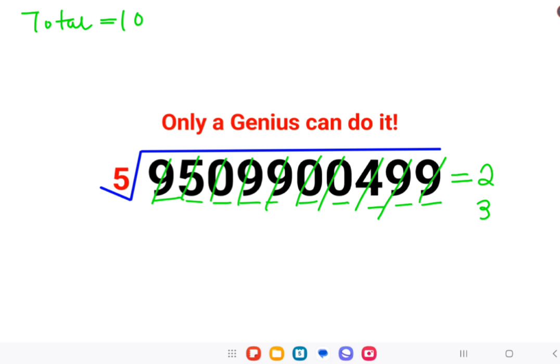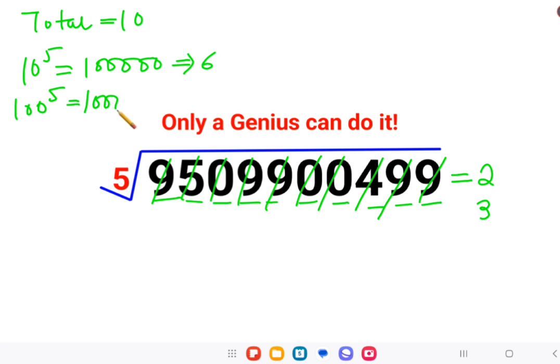Next, let's understand what 10 raised to 5 will be. 10 raised to 5 is 1 followed by 5 zeros, so it has 6 digits. And 100 raised to 5 is 1 followed by 10 zeros, so that is 11 digits.